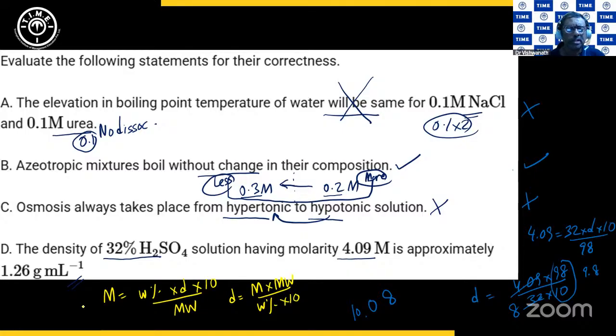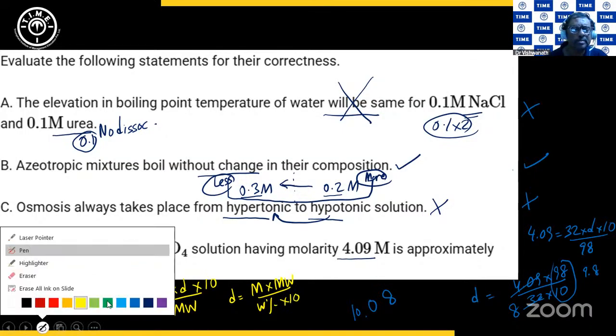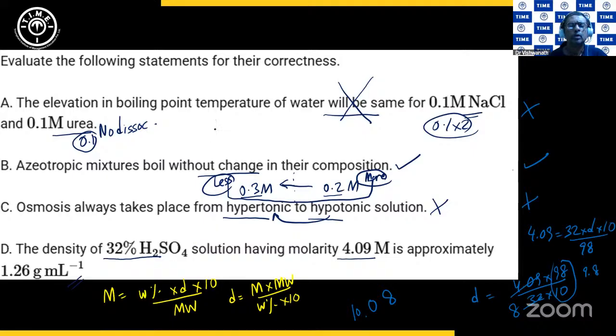I'll show you this on top because there is some space there. So molarity is 4.09 into the molar mass of H2SO4, which is 98. If you add up H2SO4: sulfur 32, oxygen 16, hydrogen 1. Divided by weight percentage, which is 32% as given here. So 32 into 10. Clear? So this is equal to how much? That we need to find out now.